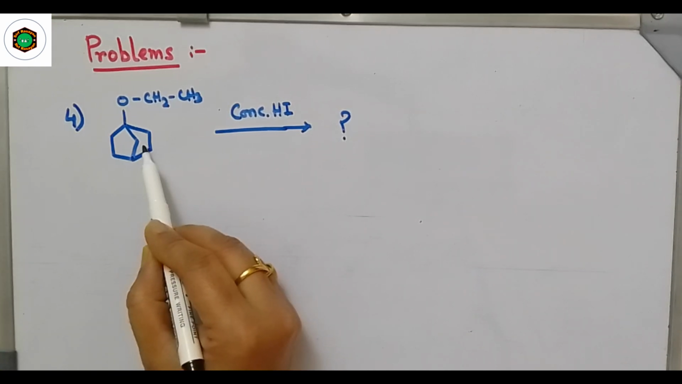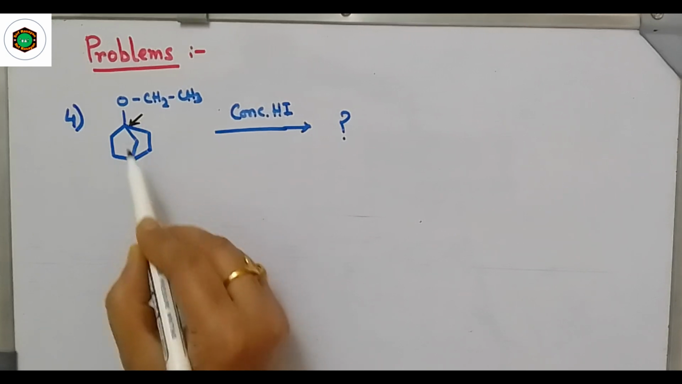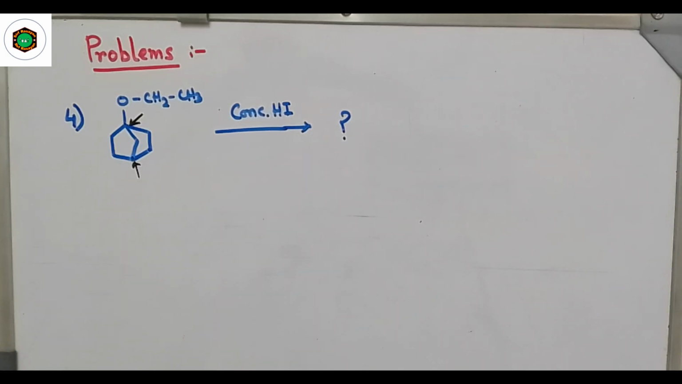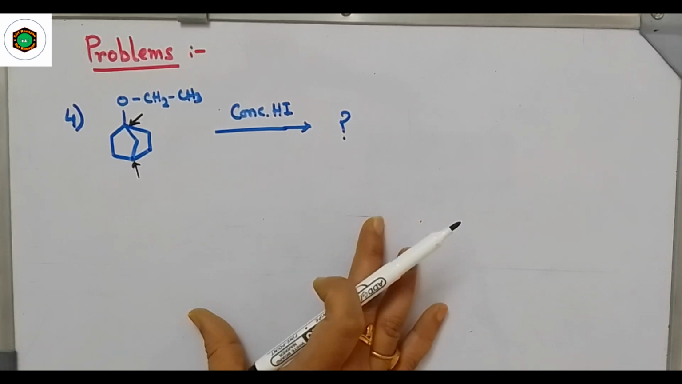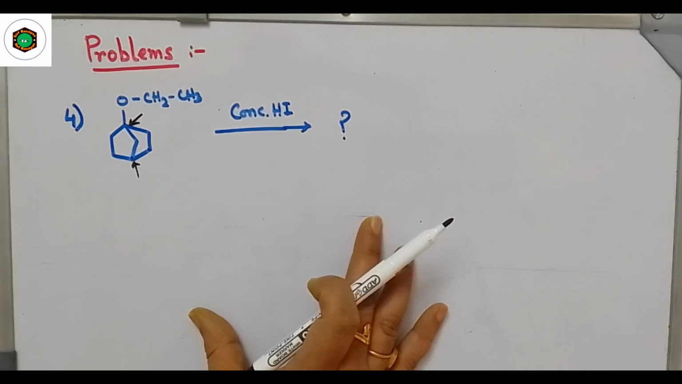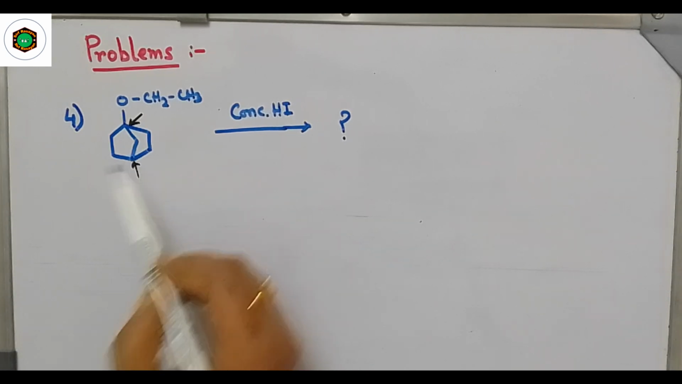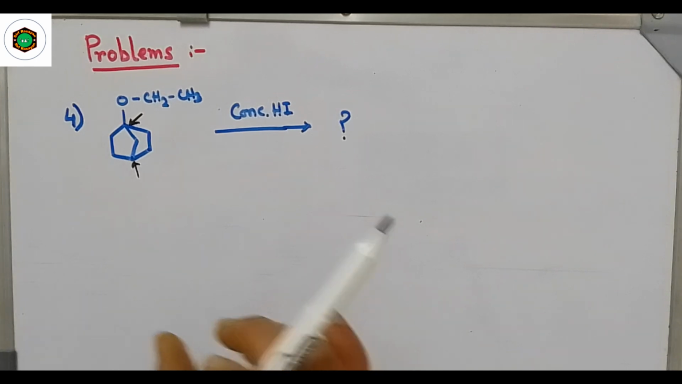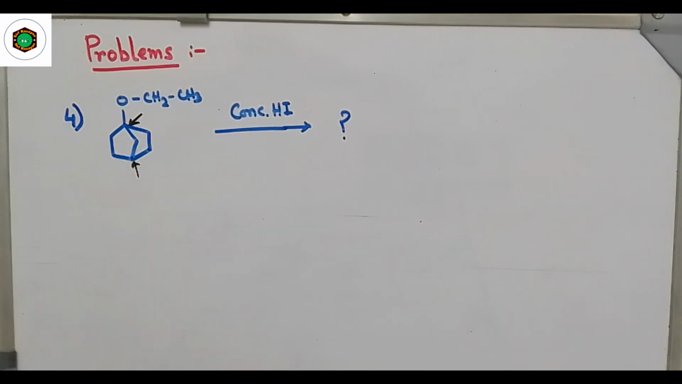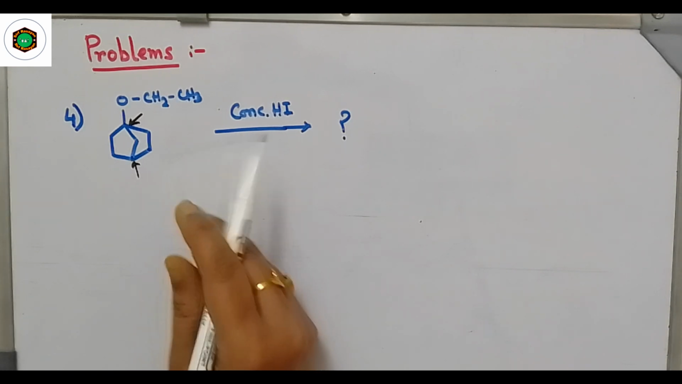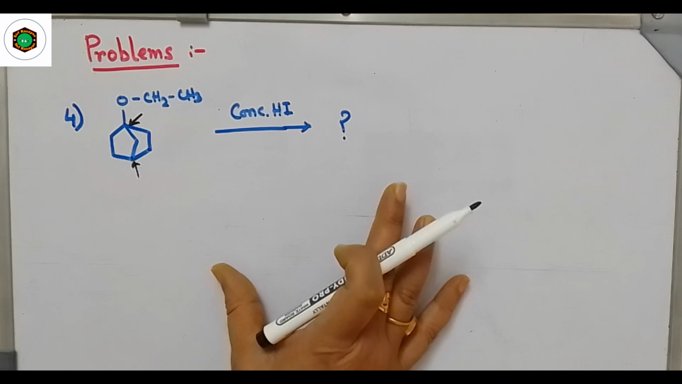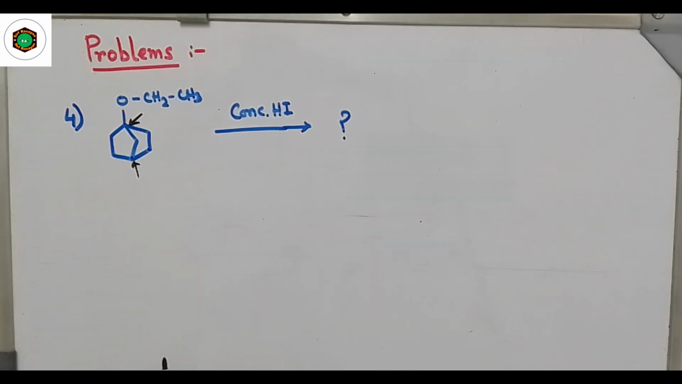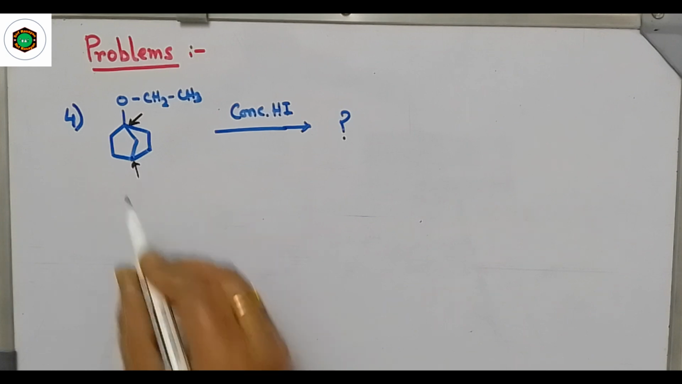This is a bicyclic compound. These two positions are called bridgehead positions. So you have to remember, bridgehead carbocations are highly unstable. So at the bridgehead position, SN1 reaction is very slow. And at this position, SN2 reaction is also not possible because it's difficult to get a trigonal bipyramidal transition state at this position. So what's the reaction then?